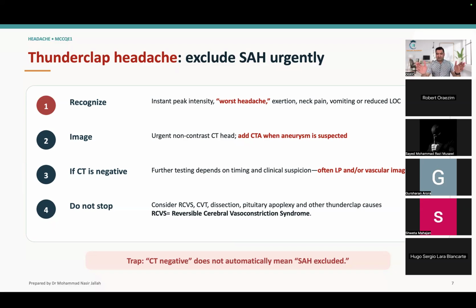The only difference is when you do the LP. In some cases, the CT scan cannot detect the subarachnoid hemorrhage in the early stage, so the LP may help you. So if a CT scan doesn't help, then you move on to LP. The difference between meningitis and subarachnoid hemorrhage is that in the LP or CSF of somebody who has subarachnoid hemorrhage, you find blood. And this was the case in one of the subscription.